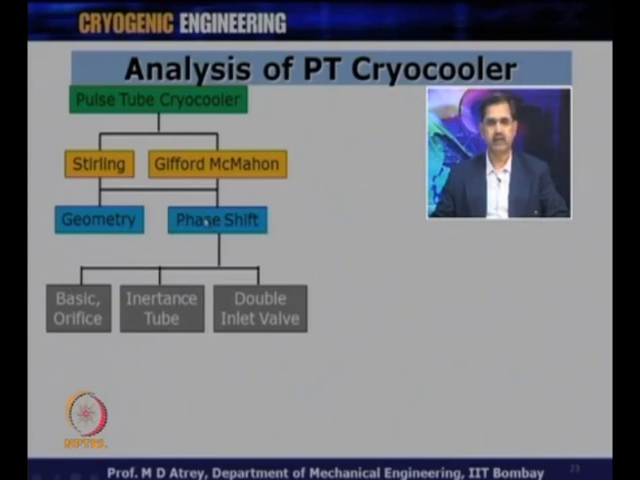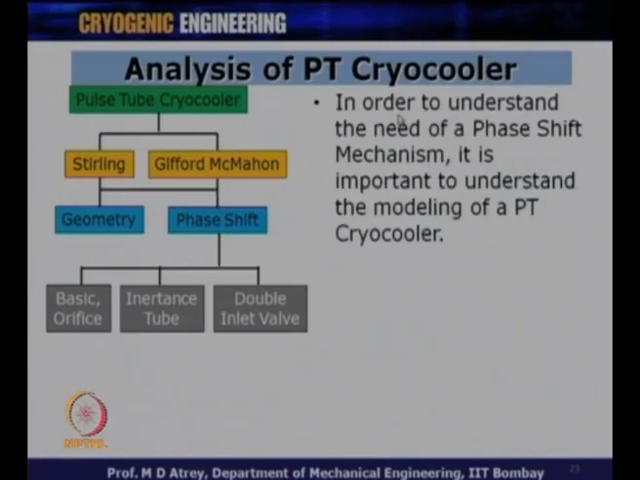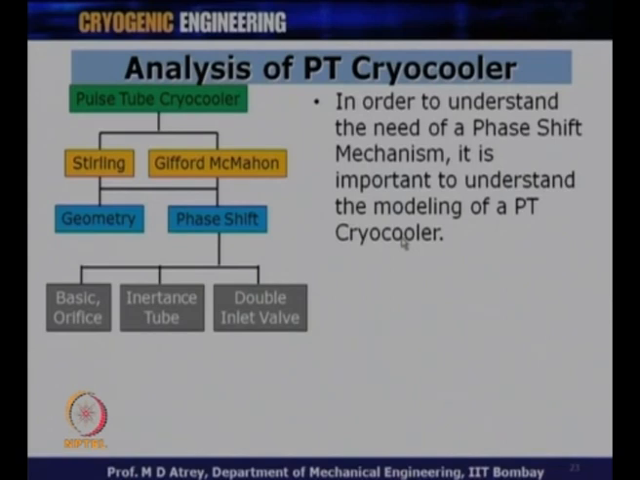Alright. So, the phase shift mechanism is a very important part of the pulse tube cryocooler, and it is also very important to understand the requirement of this phase shift mechanism and how they induce cooling in the pulse tube cryocooler. In order to understand the need of a phase shift mechanism, it is important to understand the modeling of a pulse tube cryocooler. Modeling and simulation can be very difficult in the case of a pulse tube cryocooler. It can range from very simple to very complicated mathematical modeling. It is a very important research topic, but in this particular lecture I would like to show a simple modeling in order to understand the basic orifice, inertance and double inlet requirement and how they create cooling effect in a pulse tube cryocooler. So, with a very simple modeling exercise, with simple analysis we can understand that.